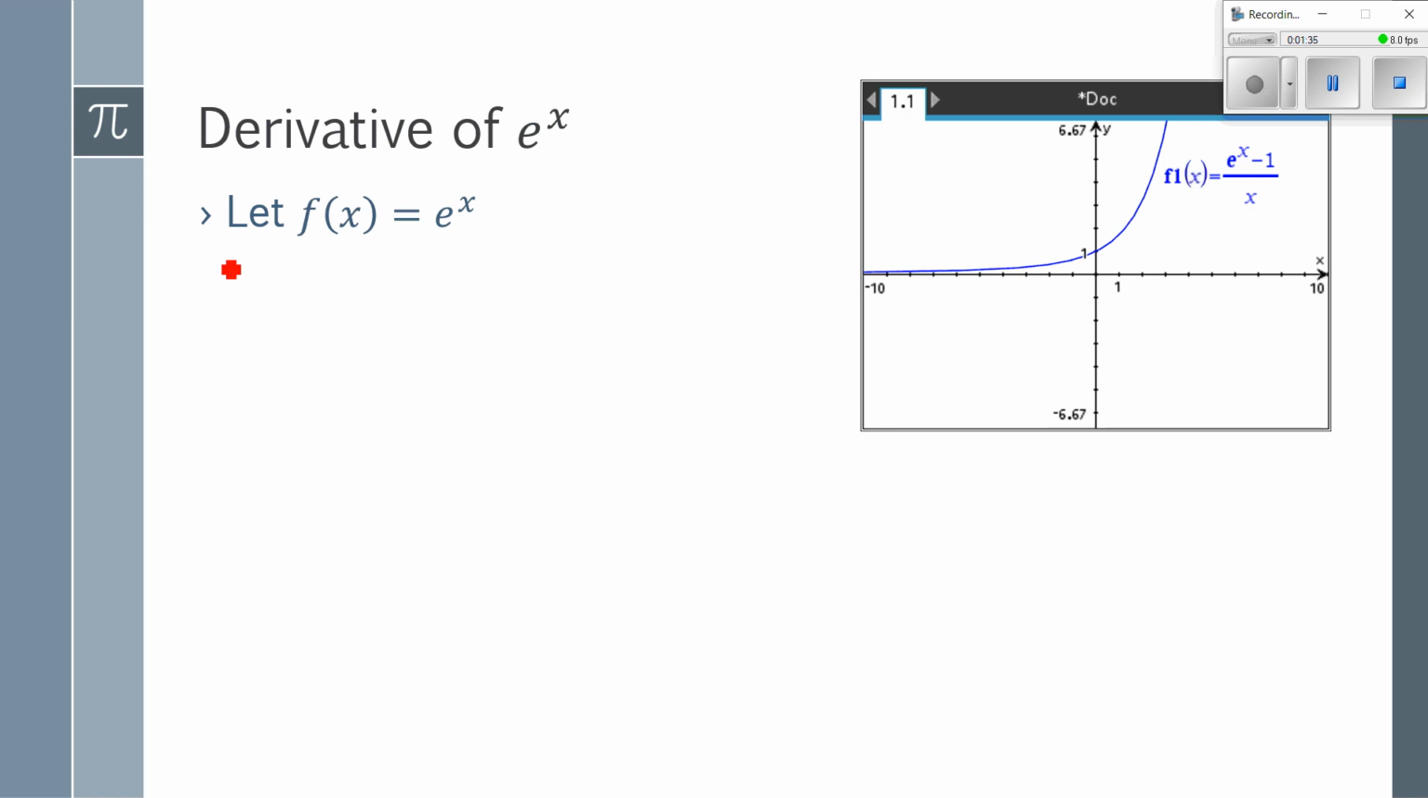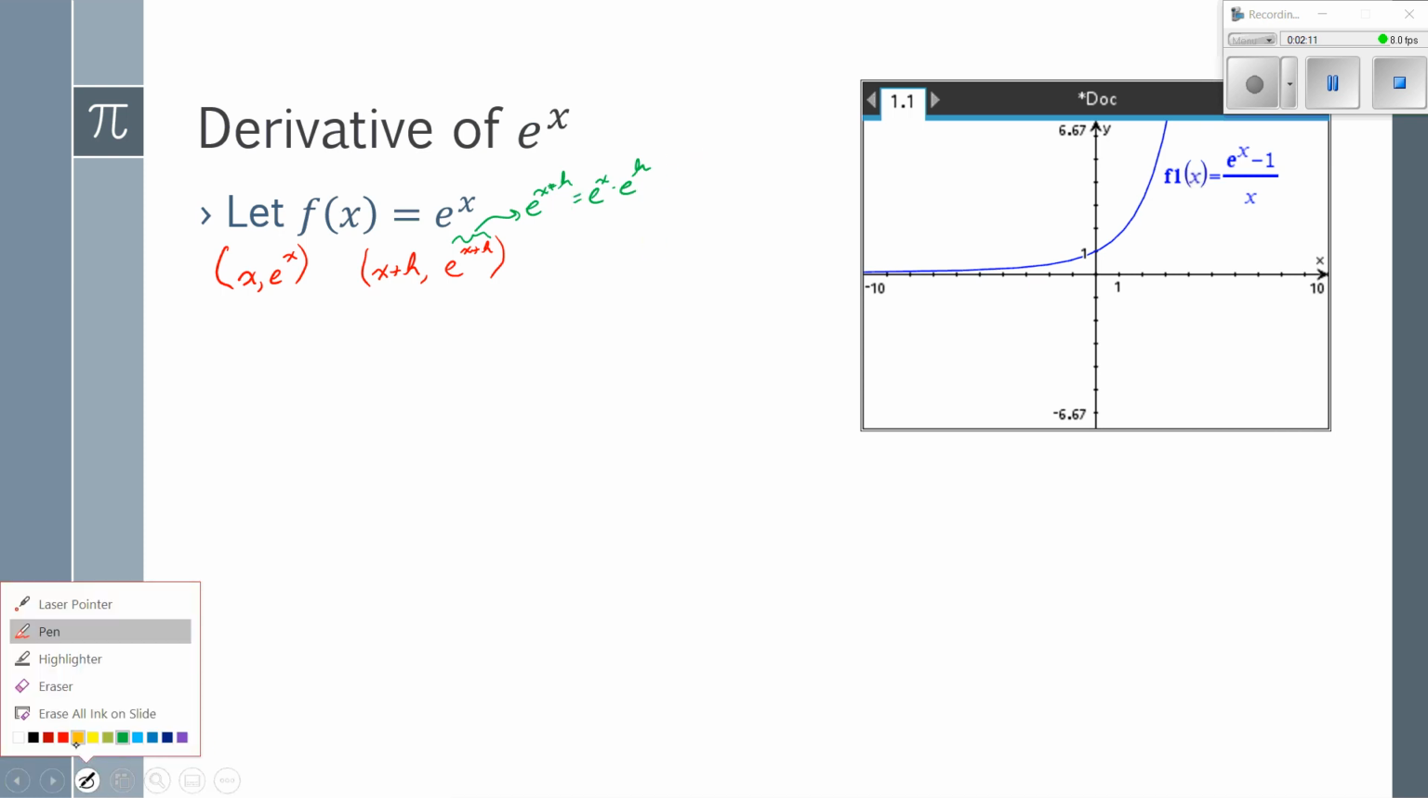So I would have a generic point, x, e to the x. And then I move h over to the right a little bit, so x plus h. Plug that into my function to get its y coordinate. Just as a little side note, e to the x plus h, using a property of exponents, is the same as e to the x times e to the h, because if you multiply two numbers with the same base, you end up adding their exponents.